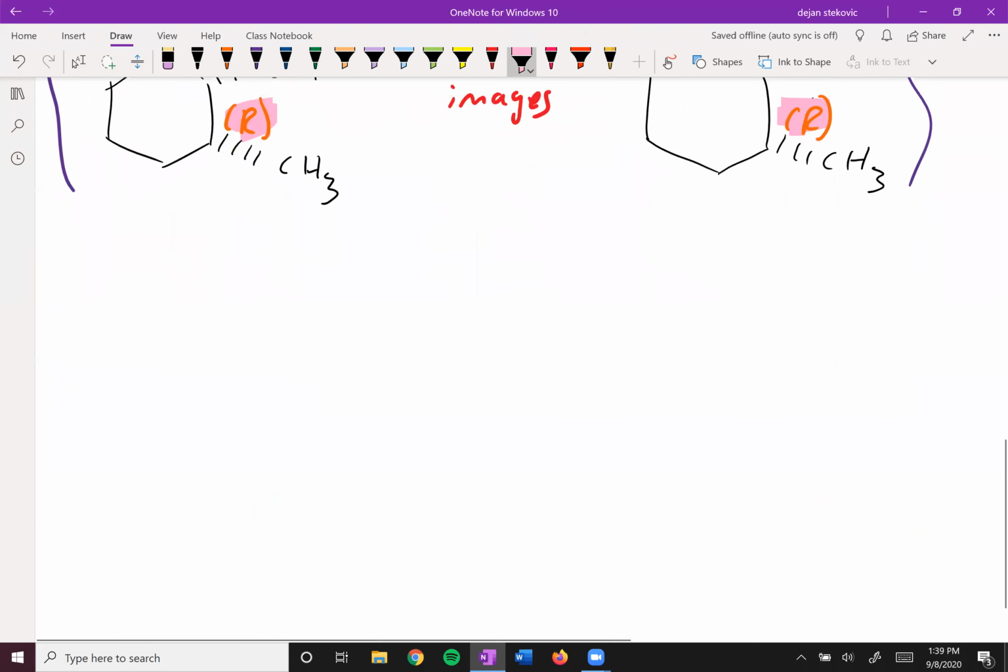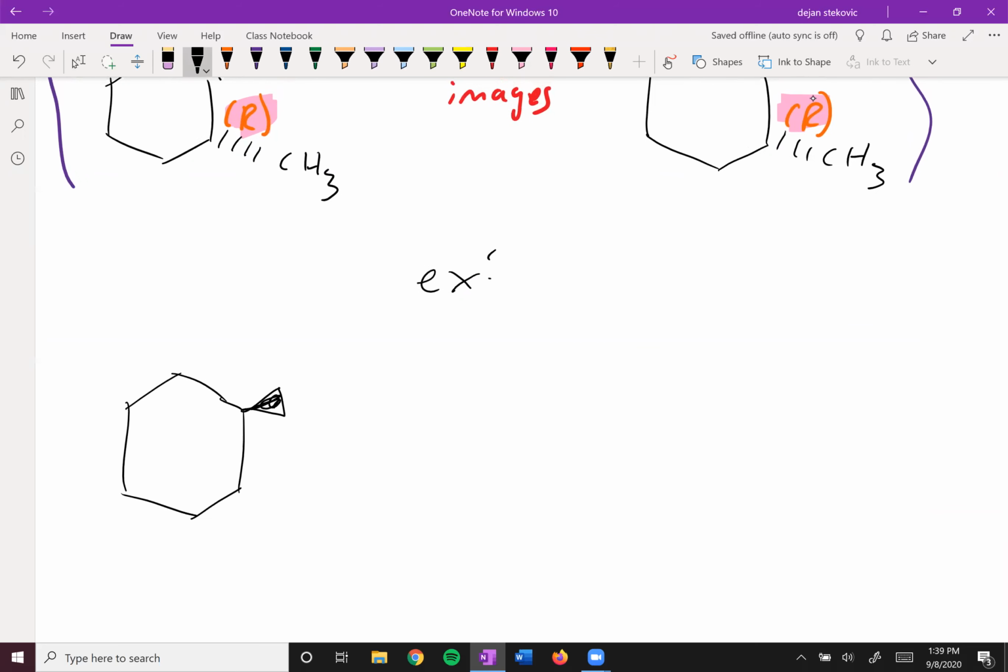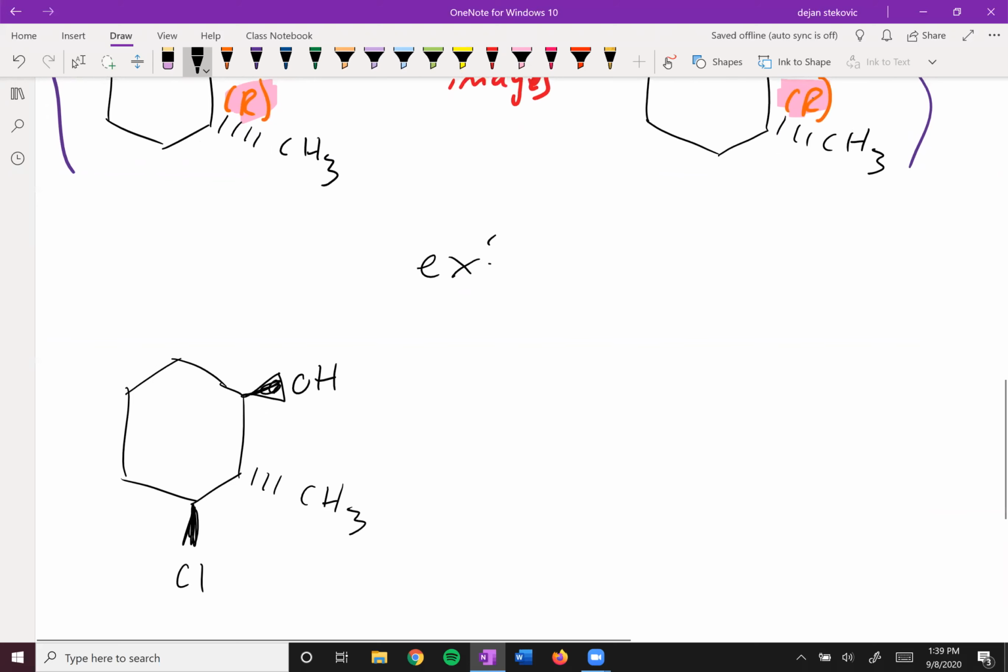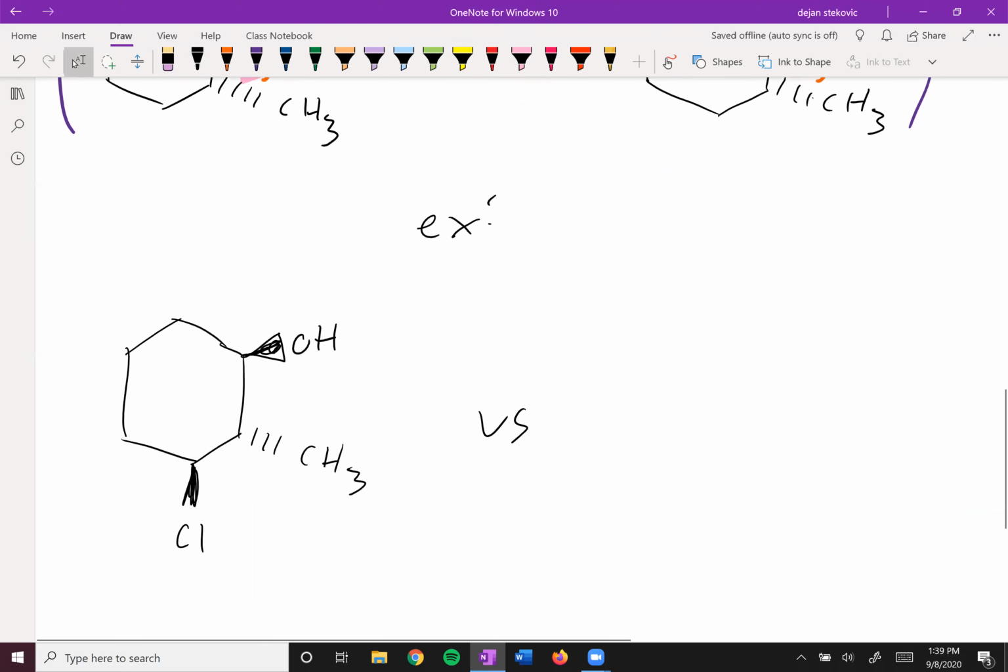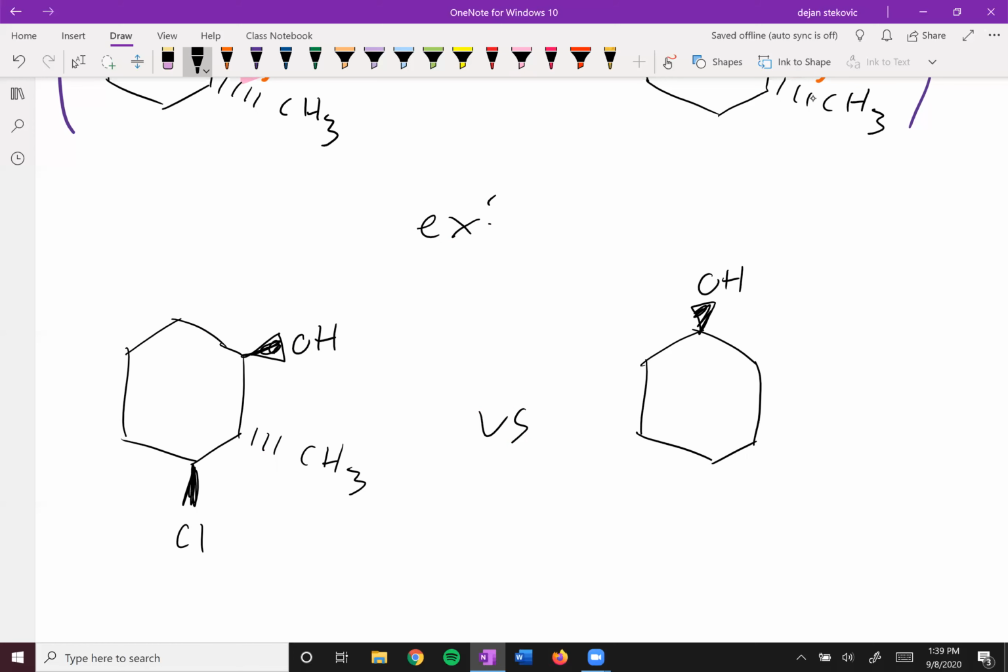Let's go ahead and do another example. So we put an alcohol here, maybe a CH3 here, and then a chlorine here. And then we could take a look at another molecule, right? So this is going to be a similar molecule, but I'm not going to draw it in the same orientation. So in this case, I'm going to put this alcohol over here, this CH3 over here, and then this Cl over here.